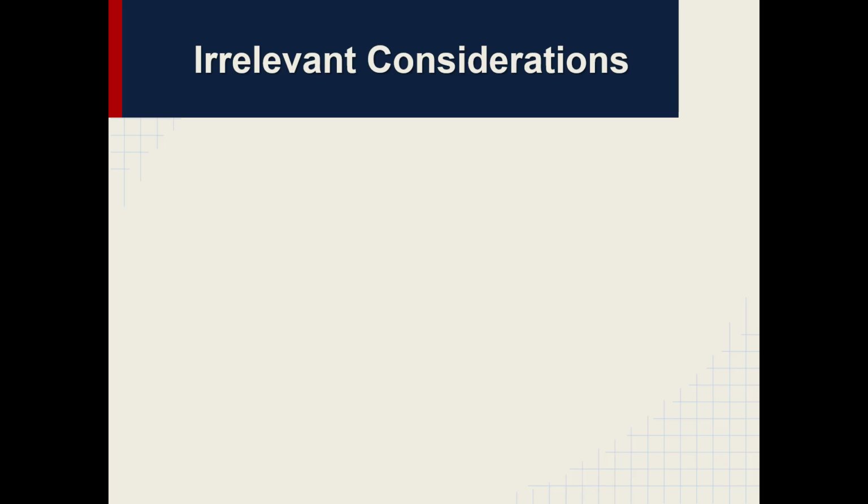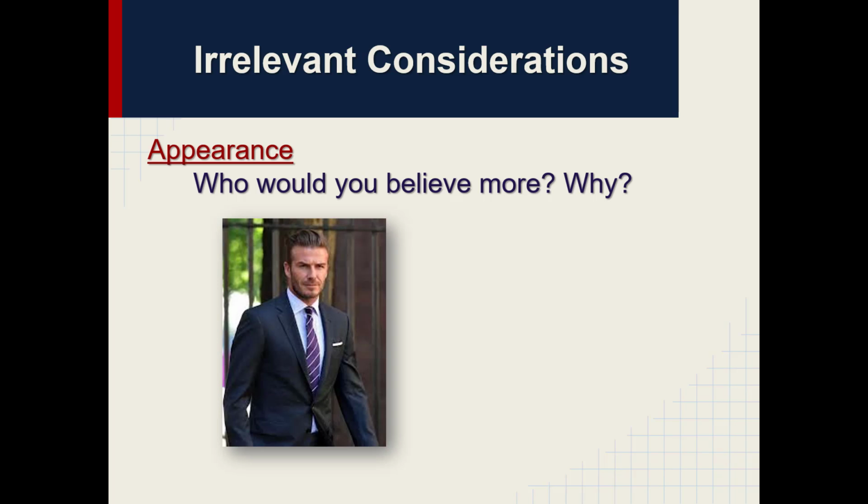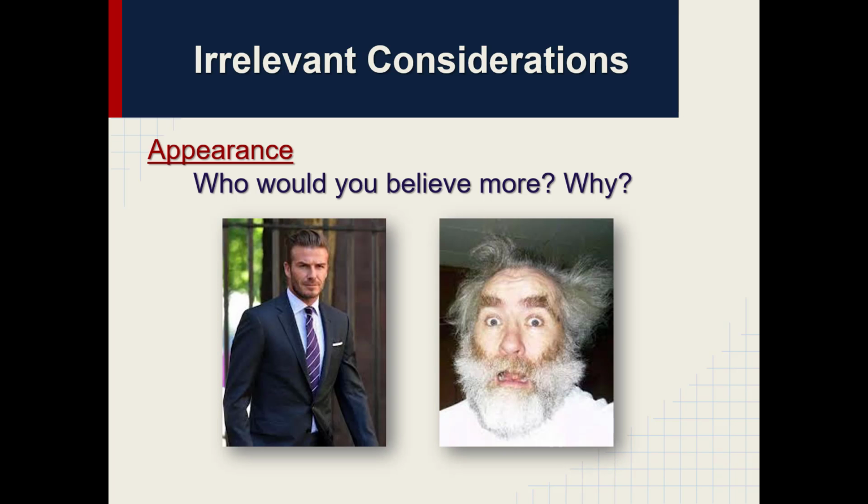Now I'd like to finish up with talking about something I call irrelevant considerations. Especially when people are making arguments, what shouldn't we pay attention to, but we do? The first thing is appearance. I mean, who would you believe more and why? Sir Beckham or my Uncle Harry? Most people would gravitate towards the person in the nice suit. He looks put together, he looks educated. The guy on the right, yeah, he looks a little insane.